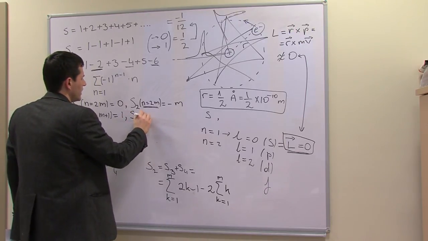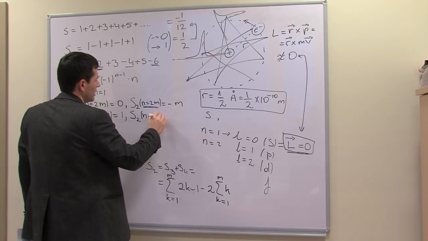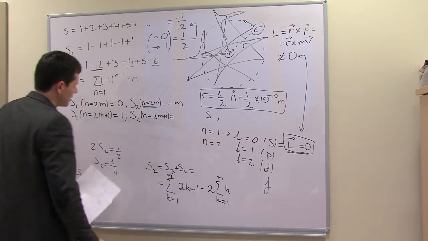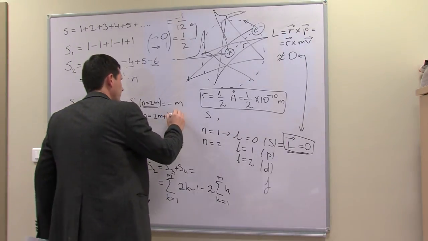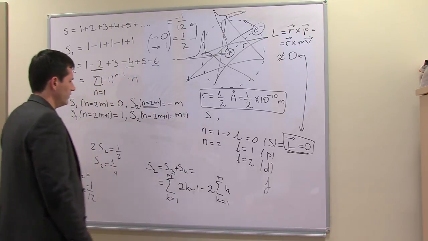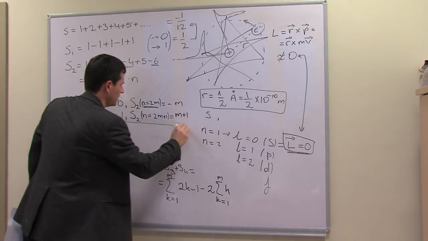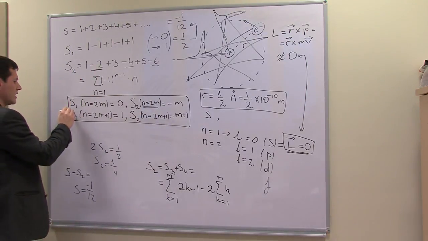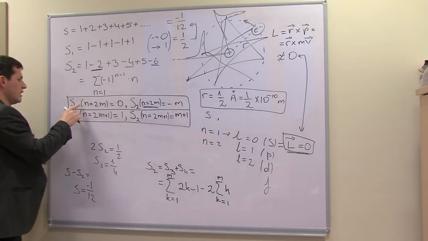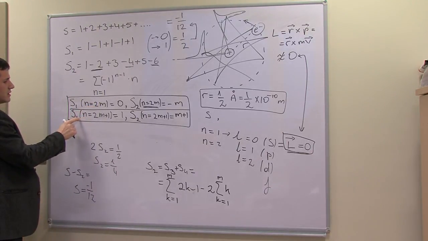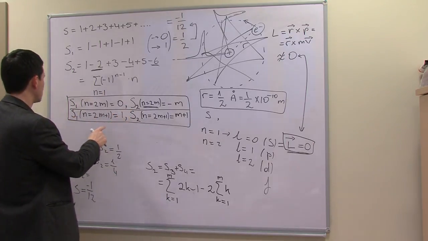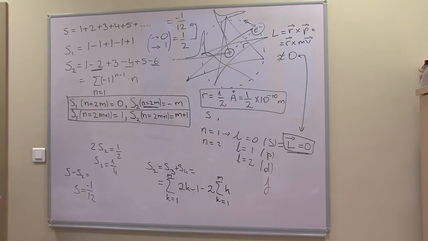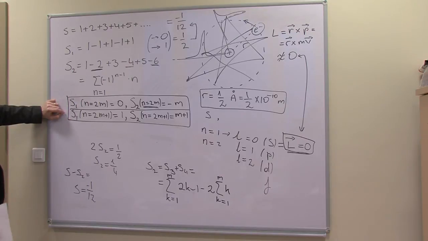And S2, when n is an odd number, when this is 2m plus 1, the result for S2 is going to be m plus 1. So the uppercase would be where S1 and S2 when n is equal to 2m, and here we're going to have the result for, sorry, this is S1, this is S2. Okay, that's right. So this is S1, S2 for two different cases. The uppercase is when n is an even number, and the lowercase is when n is an odd number.